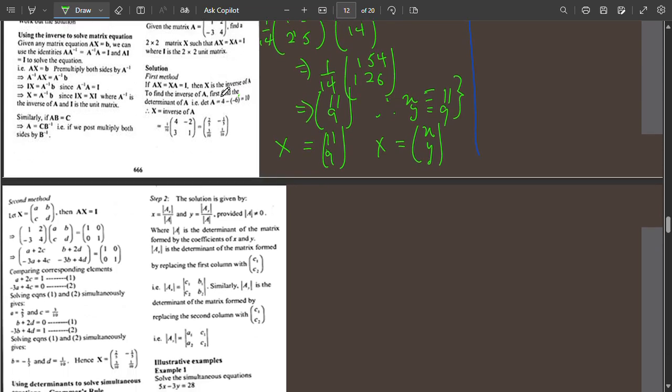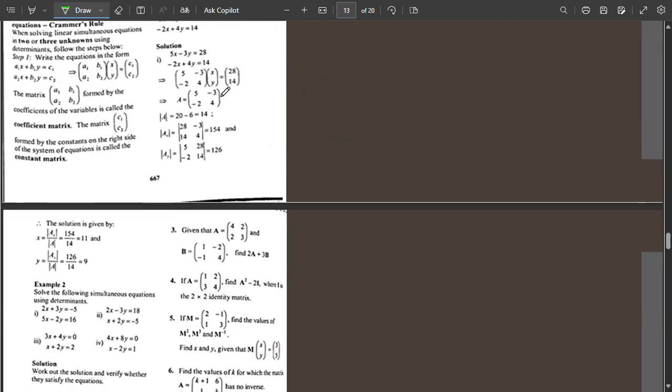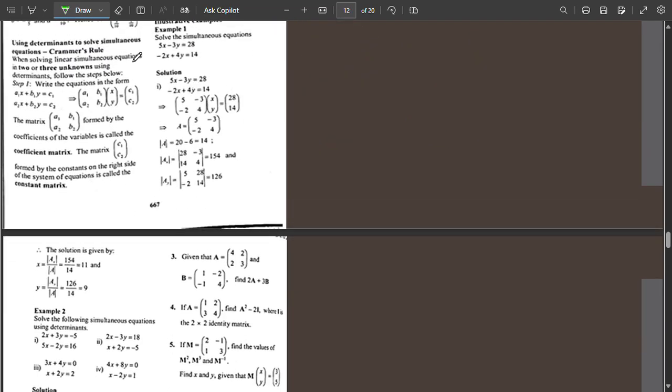Right, so there are other examples here you can try. The last subtopic is using Cramer's rule to solve a system of simultaneous equations. That is up here, using the determinant to solve simultaneous equations. So apart from using the inverse to solve the simultaneous equations, we could also use a very different method called Cramer's rule, which makes use of the determinant alone, no inverse, right?